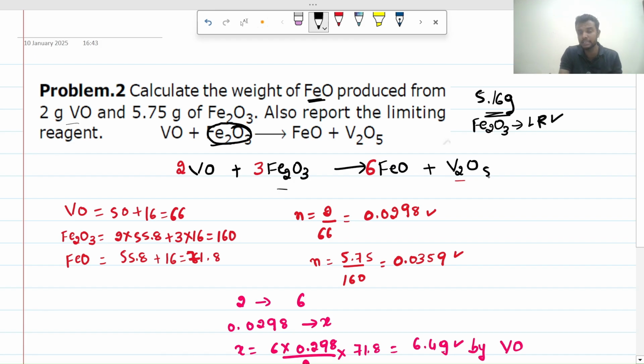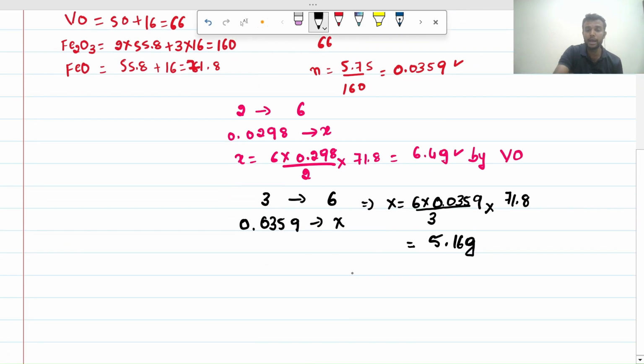I hope it's clear, guys. Let's quickly summarize. First we need to balance the reaction. I am introducing 2 here, and then we need to calculate the number of moles responsible for producing the product. According to this, by using VO we are getting 6.4 gram, and by using Fe2O3 we are getting 5.16 gram. That's why Fe2O3 is responsible for producing the total FeO. That's why Fe2O3 is the limiting reagent. This is about today's question.